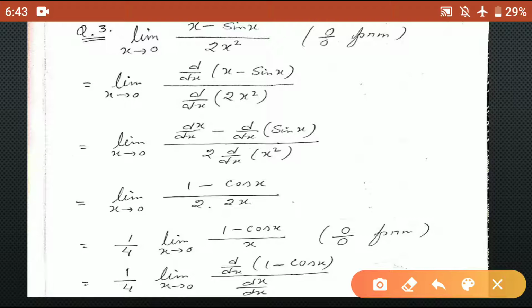Therefore we cannot apply x equal to 0 directly in the function, because it is in the form of 0 by 0. Therefore you again differentiate the numerator and denominator. That means again you apply L'Hospital rule.